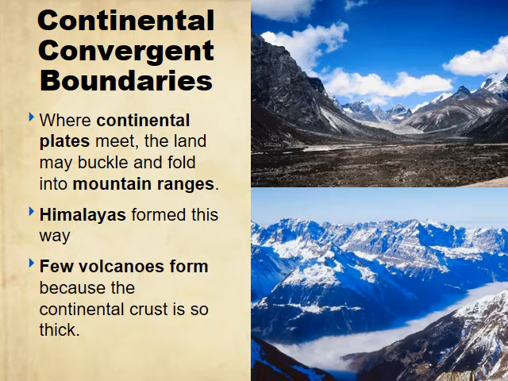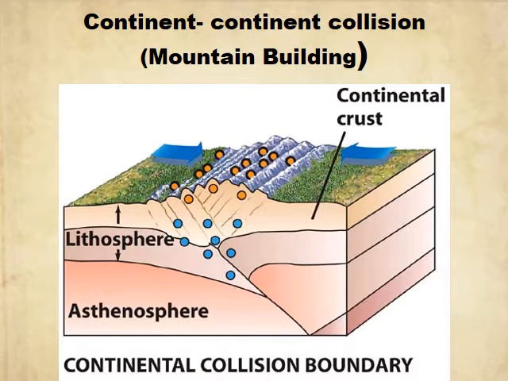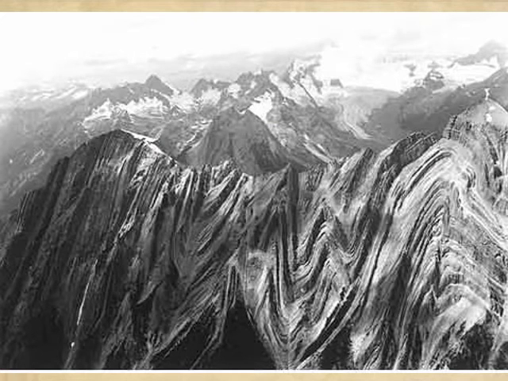Okay, when you have two continents coming together, what happens is one does not subduct underneath the other one, but you basically get massive mountain ranges. And this is how the Himalayan mountains were formed. Few volcanoes form here because the crust is too thick for this magma to actually come up to the surface. So what you have here is basically two things smushing together. Think of a head-on car accident, the two fronts of the cars crumple, and that's what ends up happening here.